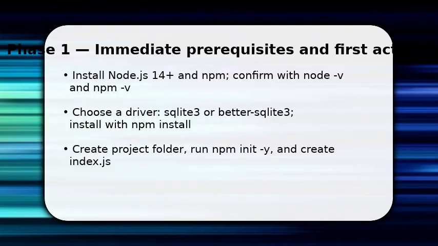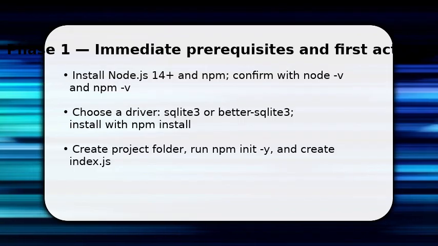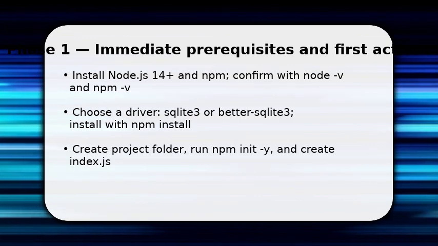Make a project directory, run npm init to generate package.json and create index.js. Now, require the library at the top of your file. For sqlite3 use const sqlite3 = require('sqlite3').verbose(). This step opens the door to creating or opening a DB file and executing queries immediately.